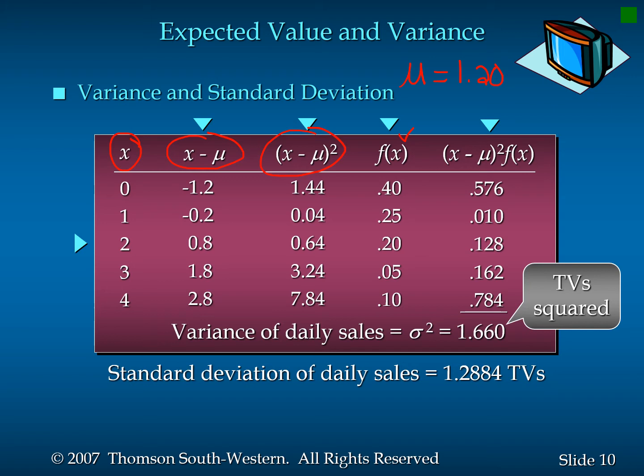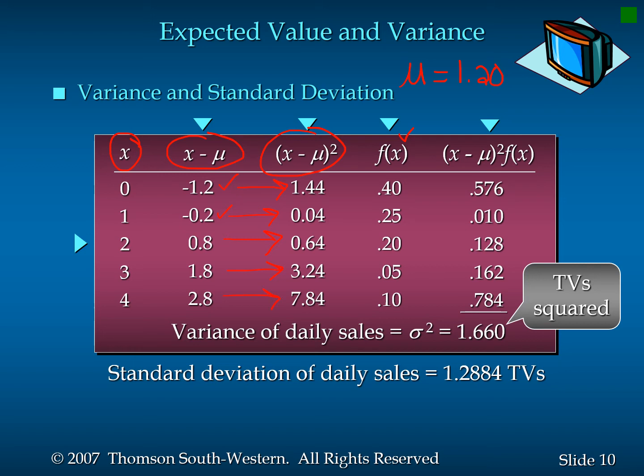So in the first column, you simply take 0 minus 1.2, which gets you negative 1.2. 1 minus 1.2 gives you negative 0.2. 2 minus 1.2 gives you 0.8. 3 minus 1.2 gives you 1.8. And 4 minus 1.2 gives you 2.8. Then you go to the next column and you square everything in this column. Negative 1.2 squared gets you 1.44. Negative 0.2 squared is 0.04. 0.8 squared is 0.64. 1.8 squared is 3.24. And 2.8 squared is 7.84.